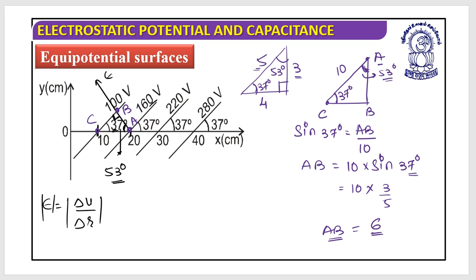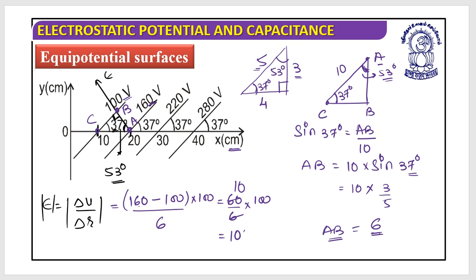So now let's put up the value. E is delta V, the difference of potential. This is 160 volt, this is 100 volts. So it's 160 minus 100, divided by delta R. Delta R is the distance. That distance is 6, but this is in centimeter, so it's 6 multiplied by 100. So if I solve this, 160 minus 100 is 60, by 6 into 100. This is 6 tens are 60, and this equals 1000 Newton per coulomb.